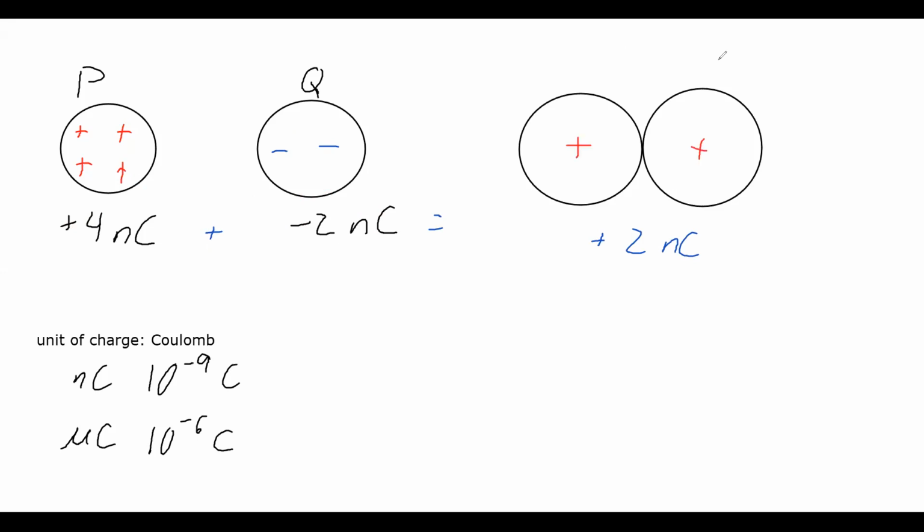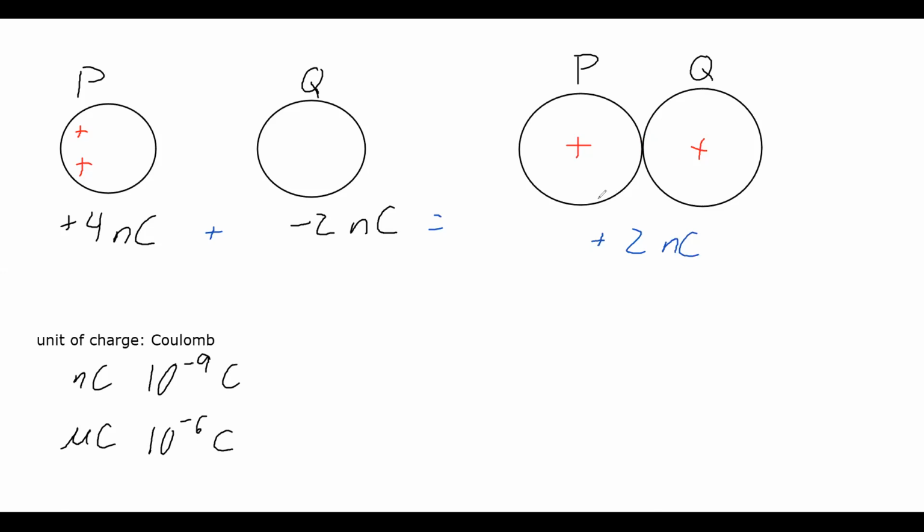Okay, so look at what happened. Positives neutralize these 2 negatives. So that gets rid of this and this. I could erase that if you want. And now these 2 positives that are left over are going to distribute themselves between these two spheres. So this is still sphere P and Q, right? That's what happens when you put P and Q together.